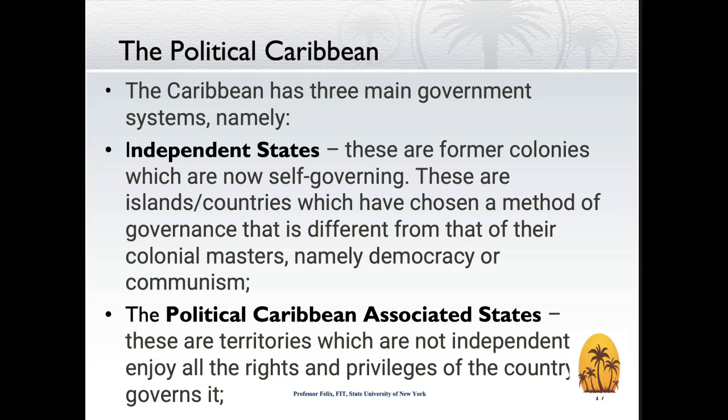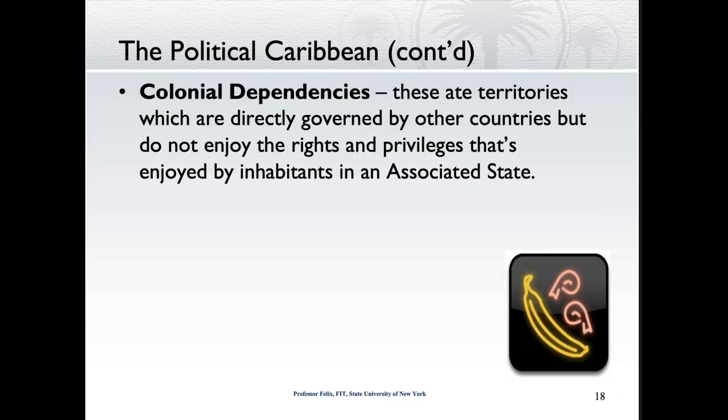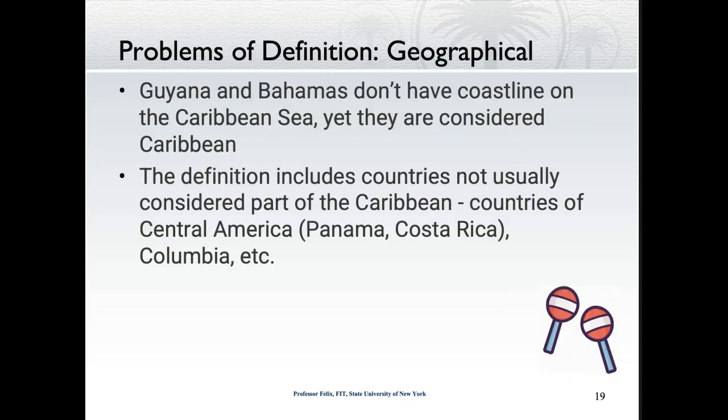And then you have the colonial dependencies. These are direct colonies. These are territories which are directly governed by other countries, like, for example, the U.S. Virgin Islands, the British Virgin Islands, and so on. So there are problems with all of these definitions. And I'm really going fast because I'm trying to make it as short as possible.